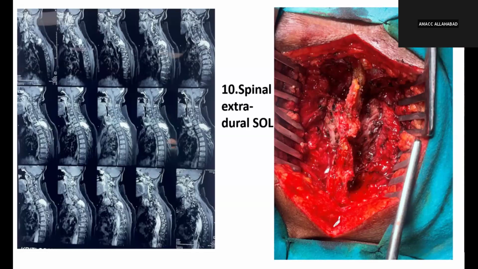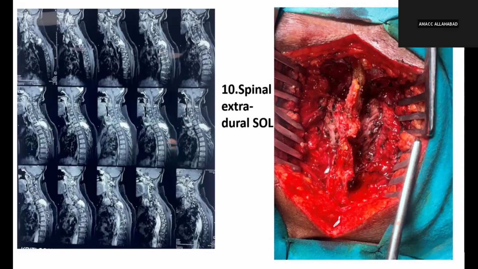So, in this case, we operated on it, and after opening, there was a huge mass. This is a huge mass. It has eaten up all the posterior elements, no lamina, no spinous process, nothing was there. It was a big mass. It was severely bleeding. It was bleeding like hell, and it was having big flow voids.